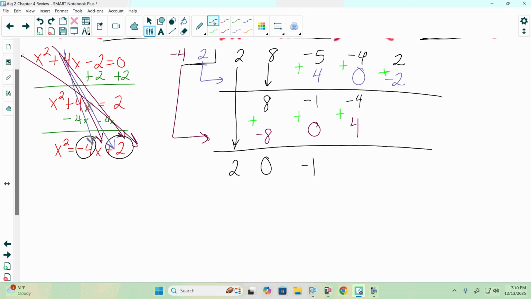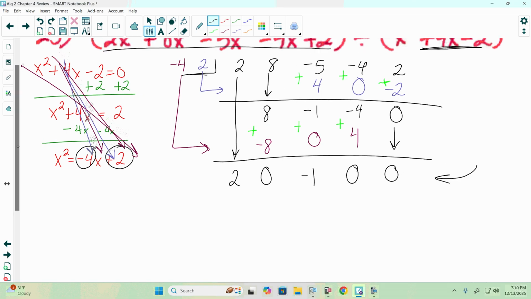Now we add these two together. Negative 4 plus 4 is 0. 2 plus negative 2 is also 0. Since I don't have any other numbers here after what we're dividing it by, we bring that last number down so that they're all on the same line.